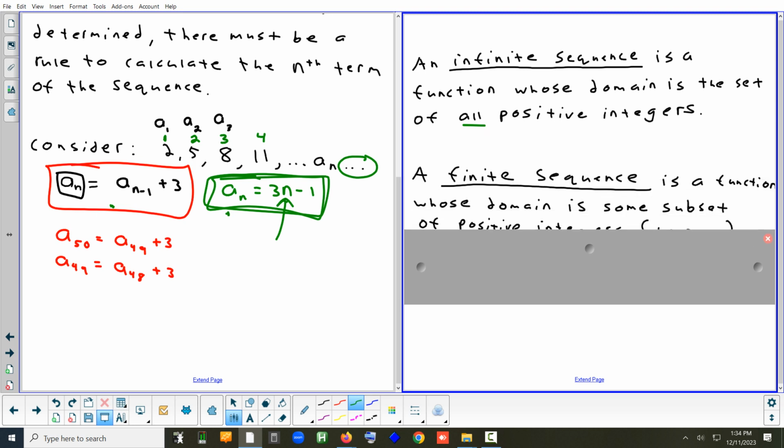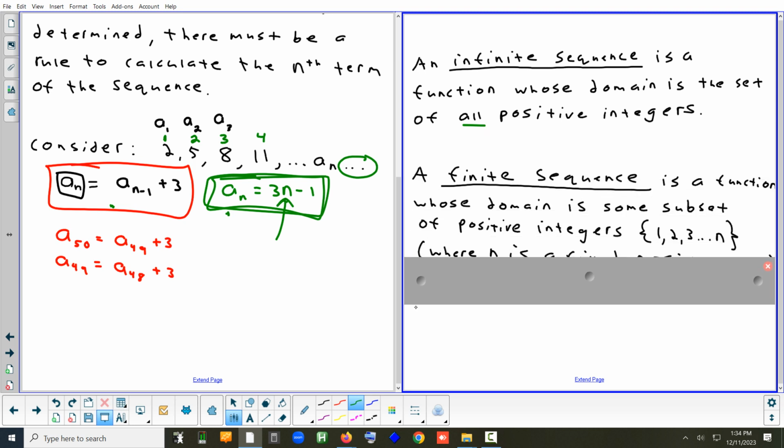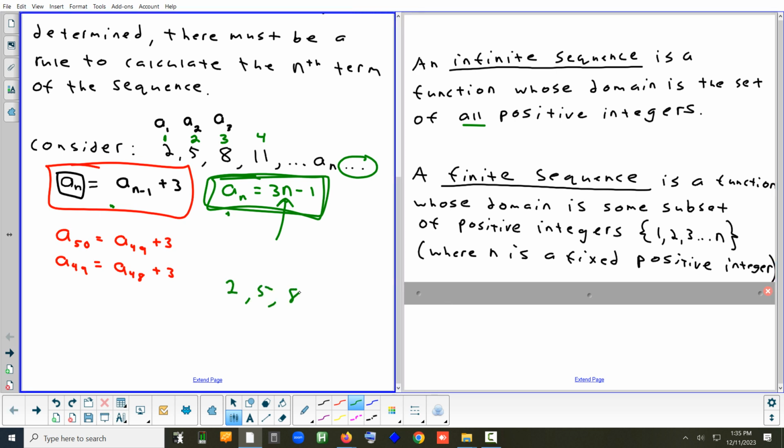Now, if you compare that to a finite sequence, a finite sequence would be a sequence that stops somewhere. So let's say that this sequence was 2, 5, 8, 11, 14. And that was it. That was the whole sequence. Then there's a limit to how high of a number you can fill in, because there's nothing after the number 14. It stops.